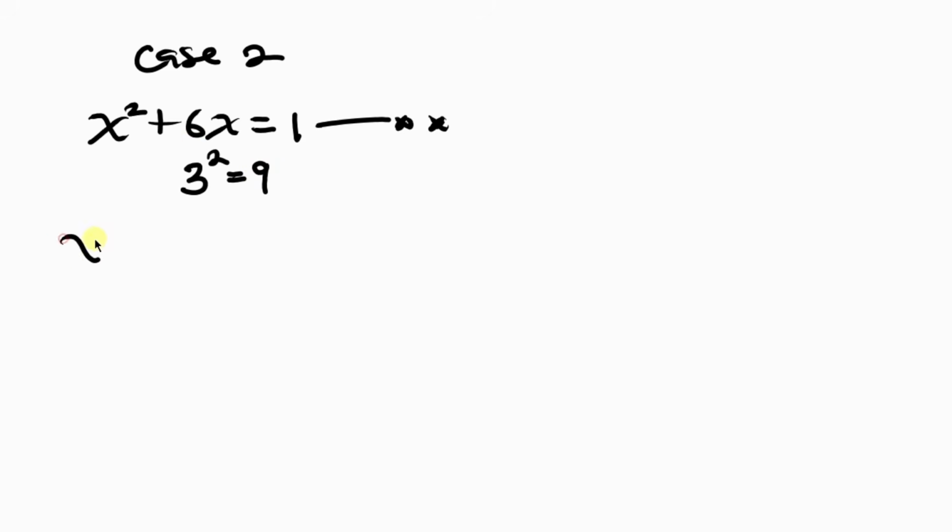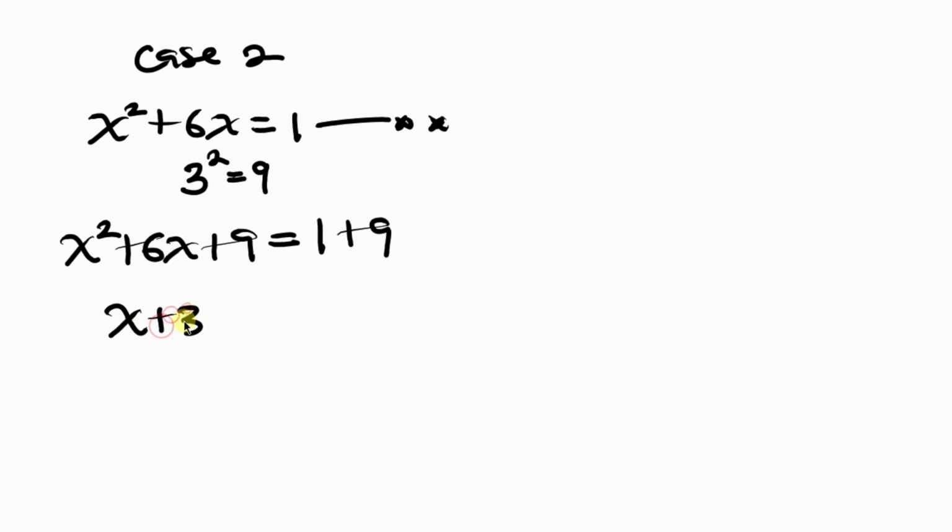So this will be x squared plus 6x. Now add this 9. This is equal to, we have 1 on the right-hand side. We are also going to add the 9 to make the right-hand side and the left-hand side balance. Now, like I said, the left-hand side is now a perfect square that can be written as x plus 3 all squared. Very good. And this is equal to 1 plus 9, that will be 10.